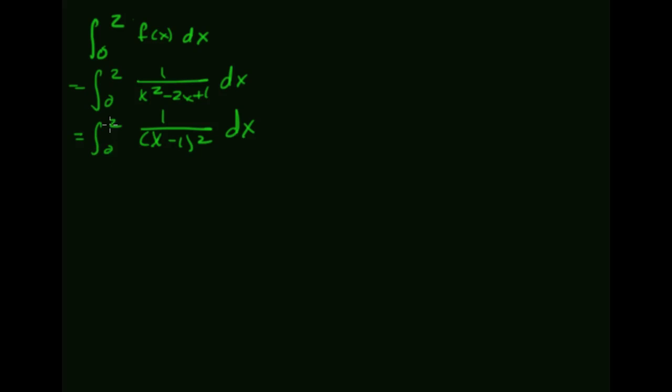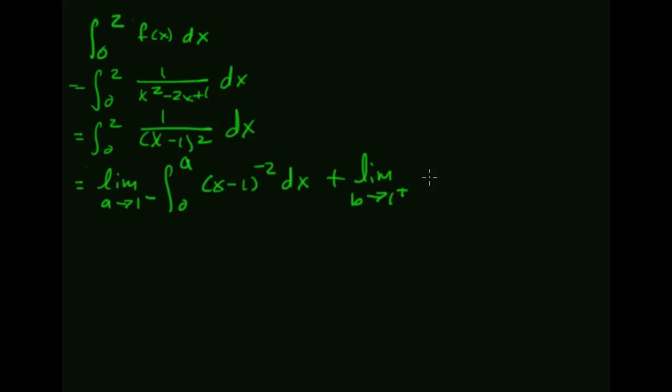Now the problem here is that 1 is in the interval. Okay, so you get an improper integral here. So we have to take the limit as a approaches 1 from the left of the integral from 0 to a of 1 over (x minus 1) squared dx. I think it's easier if I write this as (x minus 1) to the negative 2 dx plus the limit as b approaches 1 from the right of the integral from b to 2 of (x minus 1) to the negative 2 dx.